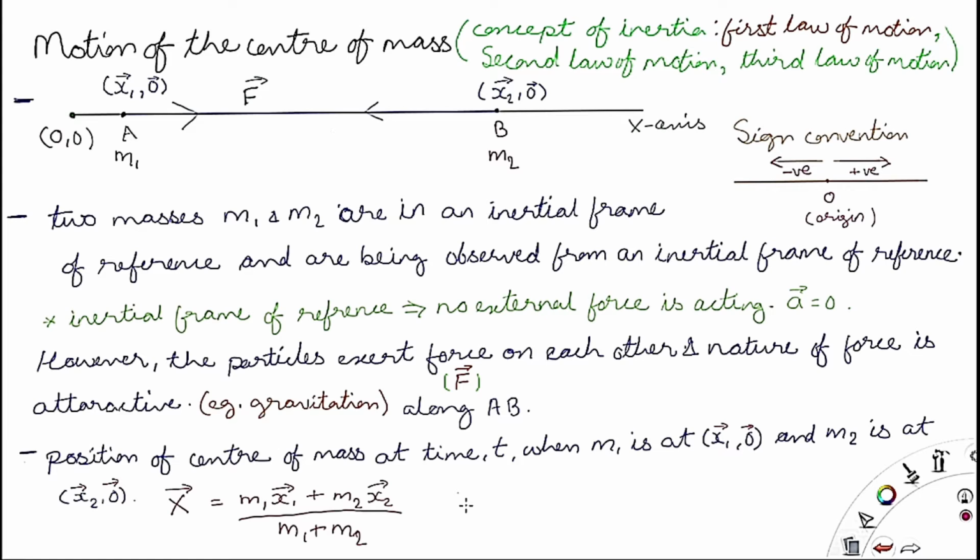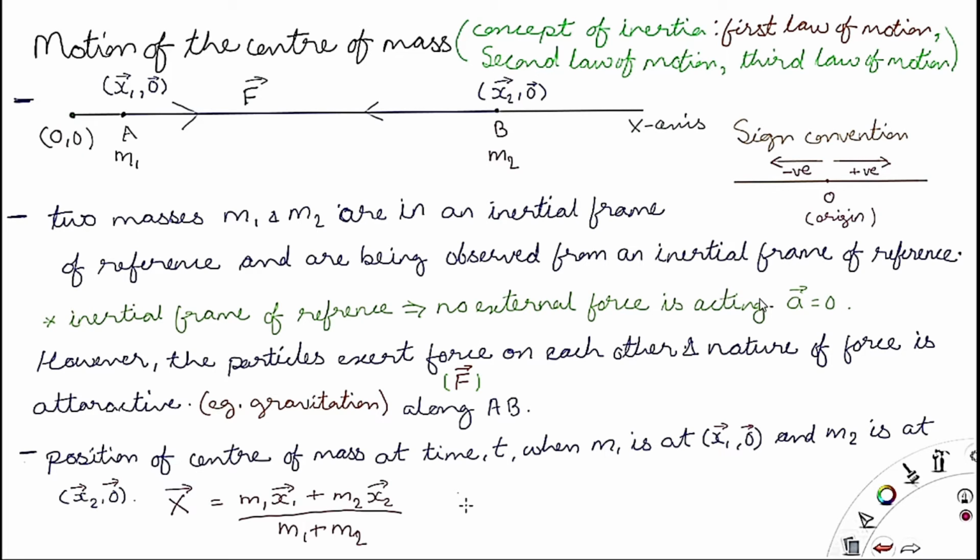pull each other. Now these two masses are in an inertial frame of reference and are observed from an inertial frame of reference. So inertial frame of reference is the frame of reference on which no external force is acting. Means acceleration is equal to 0. So both the frame of reference in which the motion is happening and the other frame of reference from which this motion is being viewed are inertial frames of reference, means no external force is acting and acceleration of both the frames of reference is equal to 0.